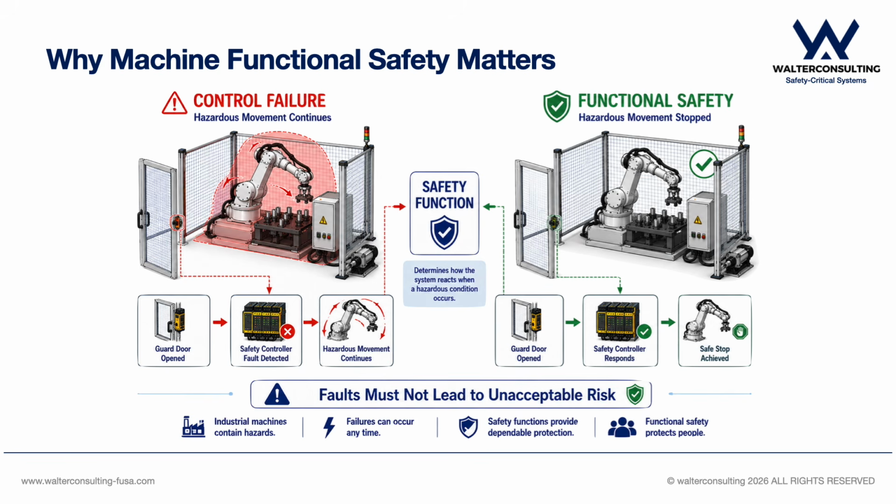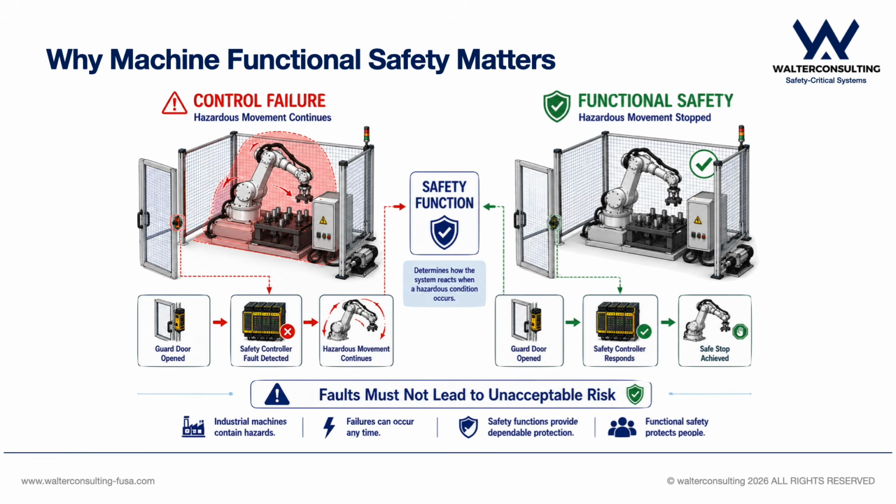This is the fundamental problem addressed by functional safety. Functional safety is not simply about creating a control function that works under ideal conditions. It is about designing safety-related control functions so that failures and foreseeable faults do not lead to an unacceptable level of risk. Consider a robotic cell protected by an interlocked guard door. When the door is opened, the hazardous robot movement should stop before a person can reach the danger zone. But achieving this reaction once is not enough. Engineers must also consider what happens when individual components fail, and whether the overall safety architecture still provides sufficient protection.